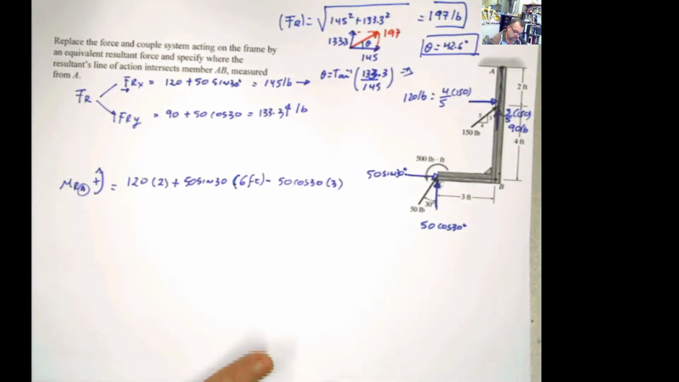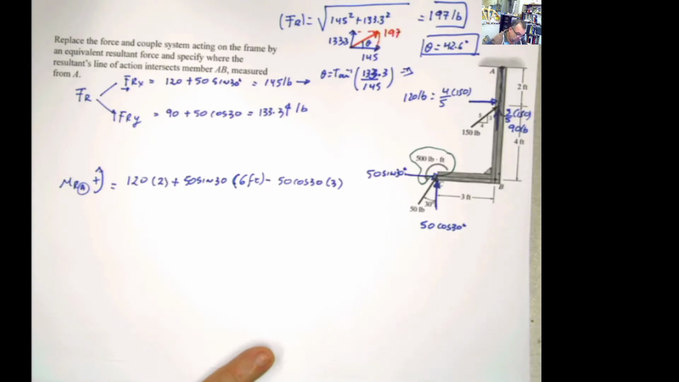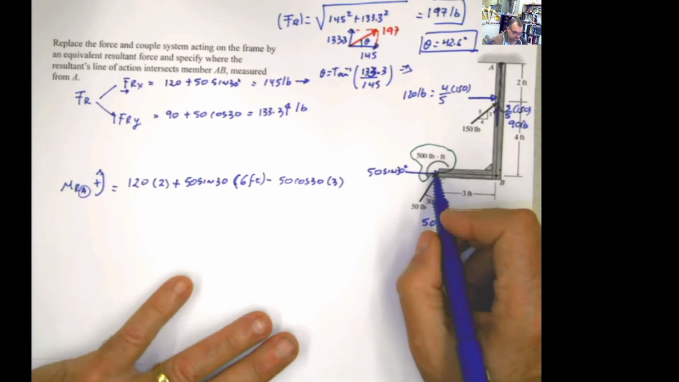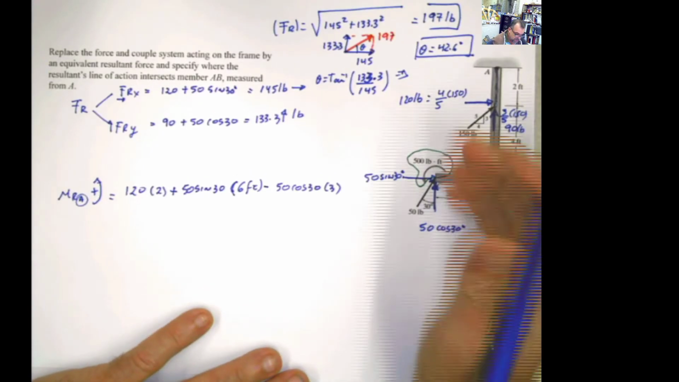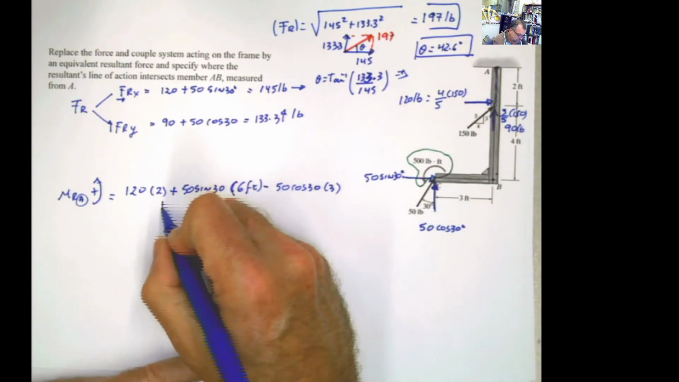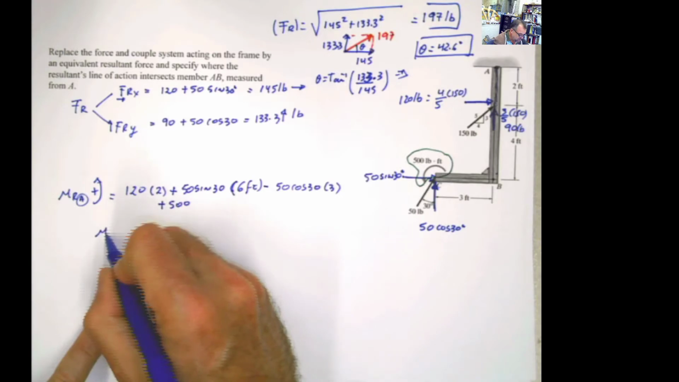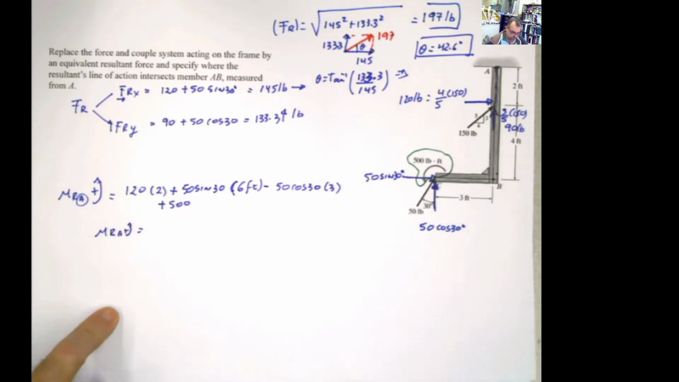And the part that tons of students miss and mess up the problem with is this one. You have to include that this is a moment created already. That doesn't mean that you have to multiply by any distance. The moment is already created, and it's a positive moment, so you have to add that moment into the summation of moments.